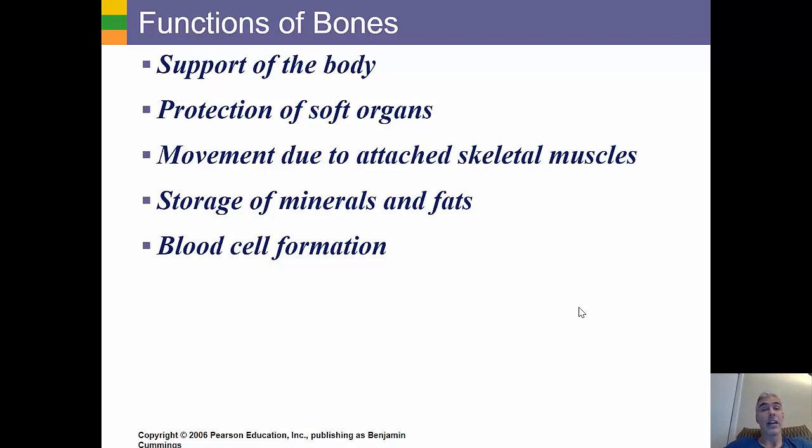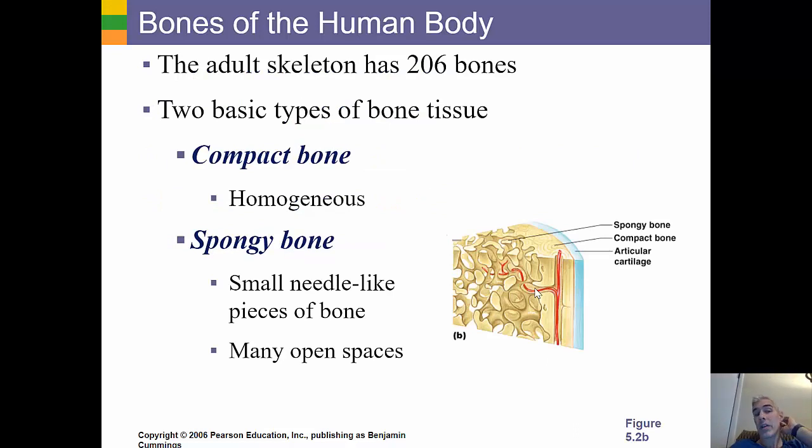So the function of your bones: it's to support your body as you stand up. It protects certain soft organs. Think specifically of your rib cage, which helps to protect your lungs and heart. It helps you to move. Bones act as levers, and as your skeletal muscles contract, they move those bones. Bones store minerals, specifically calcium, and also fat within the bone marrow. They're also a very important spot for blood cell formation. Both red and white blood cells are created in the marrow of the bones. The adult skeleton has 206 total bones.